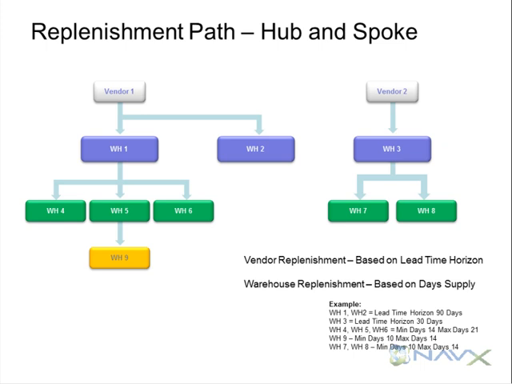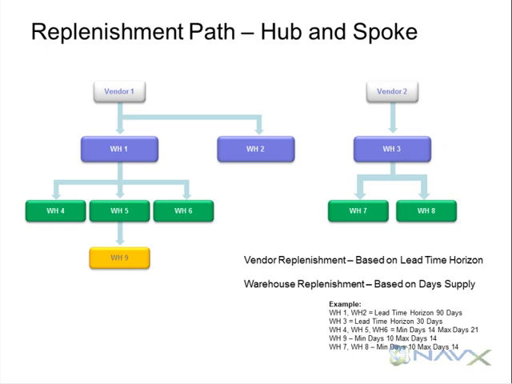So let's look at the concept of setting up a replenishment path, hub and spoke. Here's an item, and you can imagine that this would be a single item. I'm in warehouse 1 and 2, I buy from vendor 1. In warehouse 3, I buy from vendor 2. And warehouse 1 supplies warehouse 4, 5, and 6. And then warehouse 9 gets its inventory from 5, and so on.